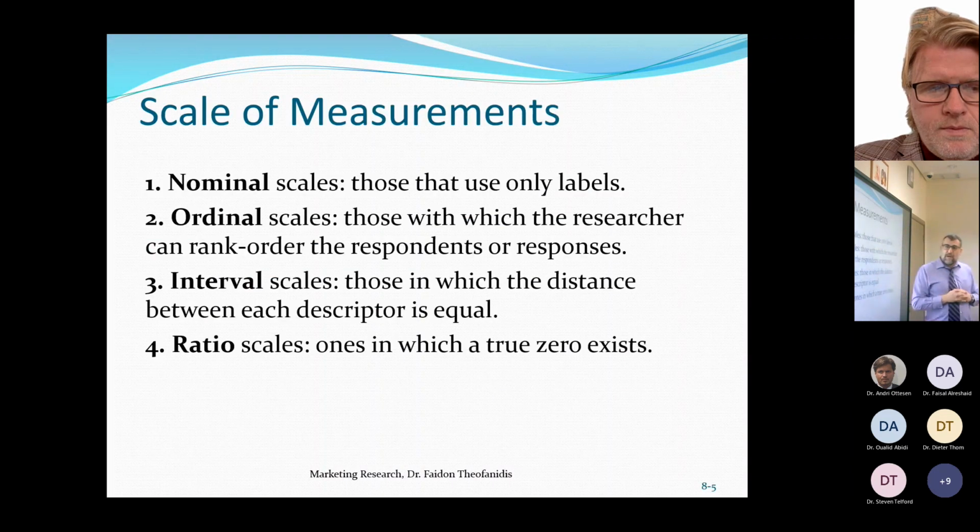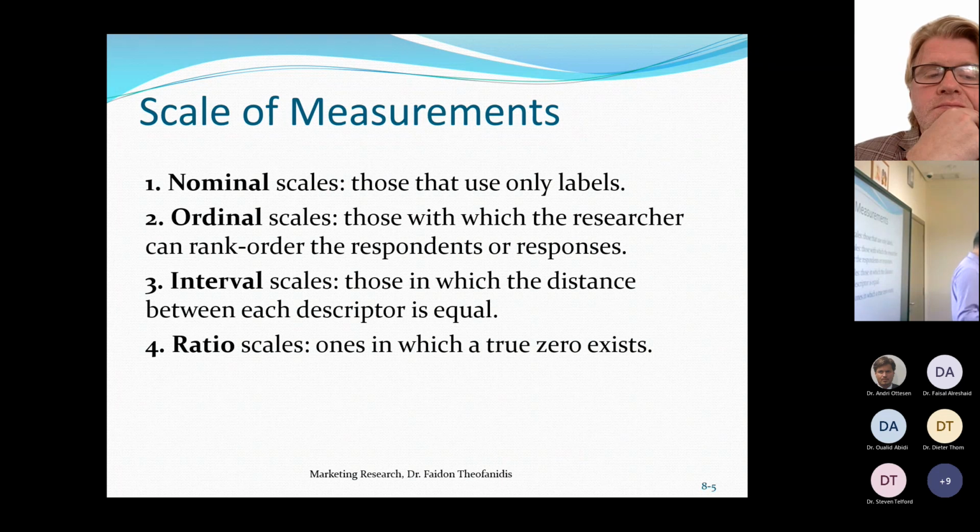Now we have four different scales of measurement. This is very fundamental in measurement. In other words, four different ways to measure things in life. And remember, everything can be measured. There is nothing that cannot be measured.